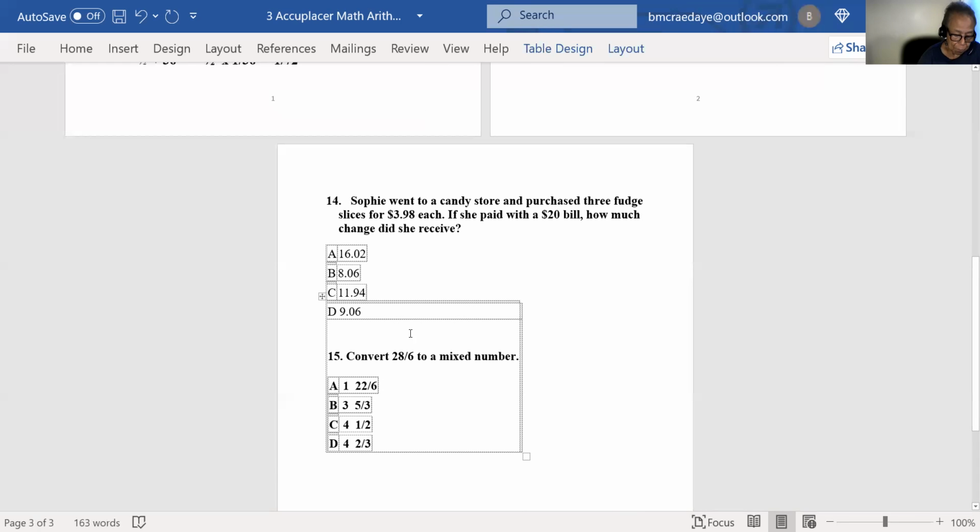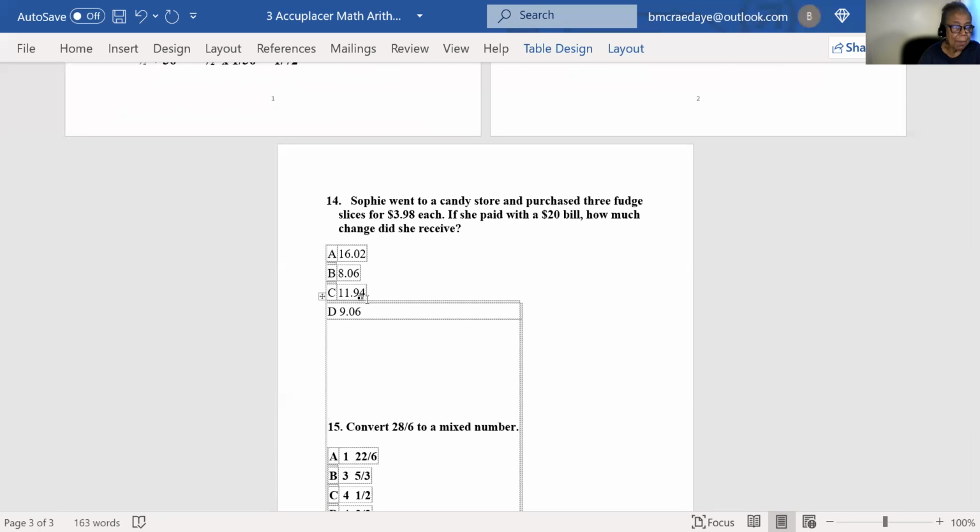Okay. All right. Now, what we have here is $3.98 for 1 slice. 3 slices would be 3 times $3.98. So 3 times $3.98 would be the cost of 3 slices. So if we multiply that 3 times that, we get $11.94. So that's what Sophie spent for the 3 fudge slices.